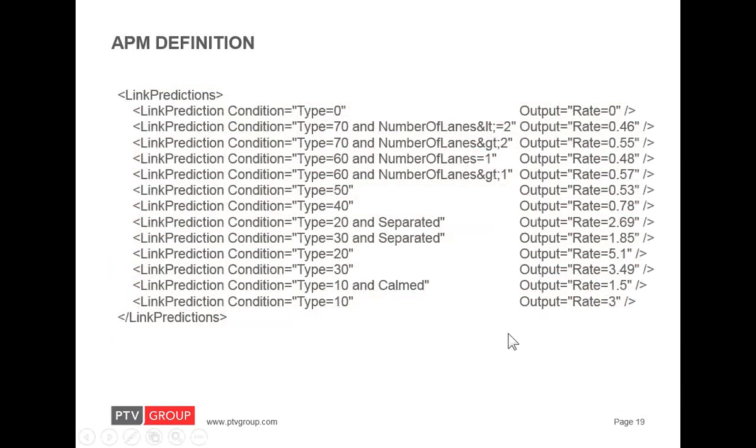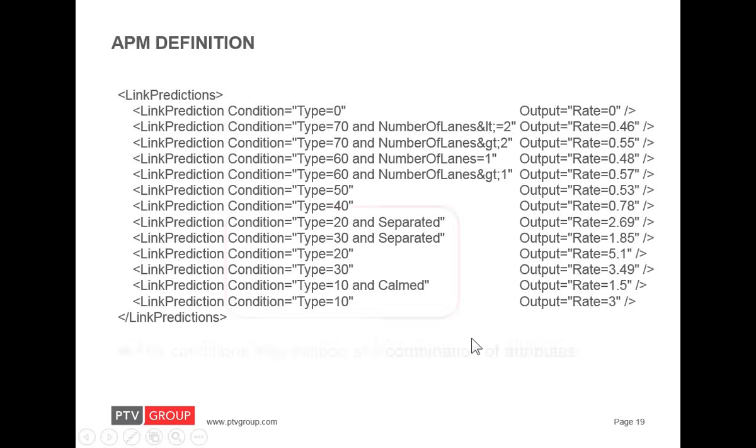In another part of this XML file, you can define a link prediction condition. Maybe it's just one of the types. Maybe there's other conditions as well, like the number of lanes should be less than or greater than 2 or equal to 1. Or you have the separated attribute which tells you whether those are separate links, and you can define here an accident rate. So this is the first thing you can customize.